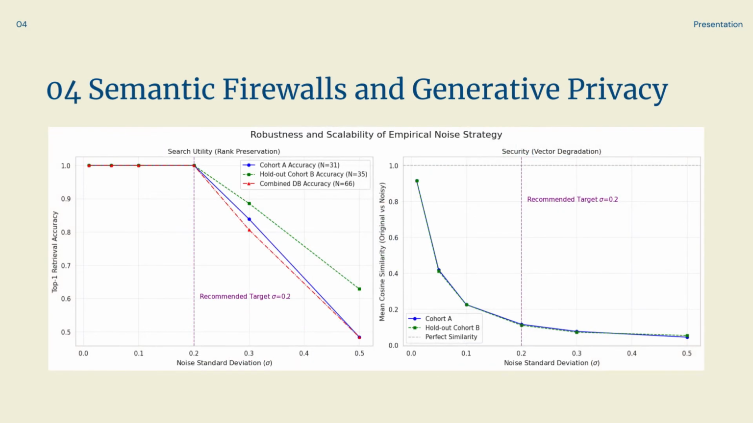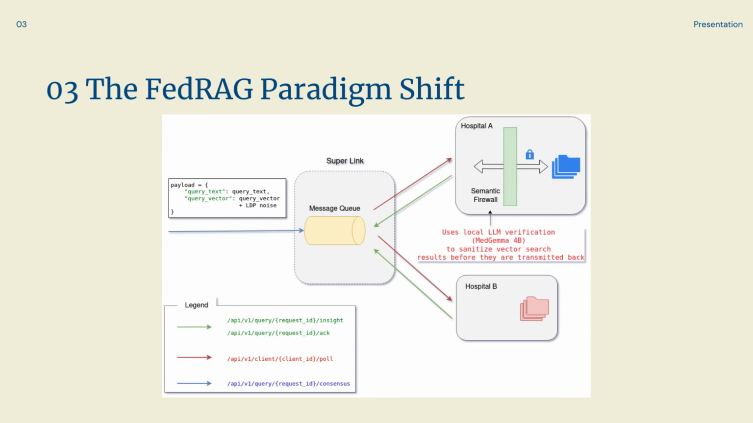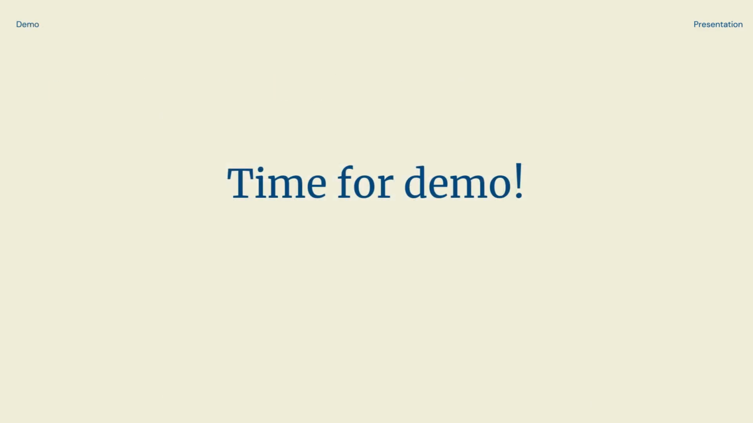Search queries are converted into vectors and mixed with empirical noise, making it impossible to reverse engineer the data. These protected vectors are sent to our superlink message queue. To maintain absolute security, hospital nodes use a pure pull architecture. They simply ask the queue if they have mail, requiring 0 inbound firewall configurations. The local MedGemma models act as a semantic firewall, summarizing the raw medical record into a safe, synthetic insight before sending it back.